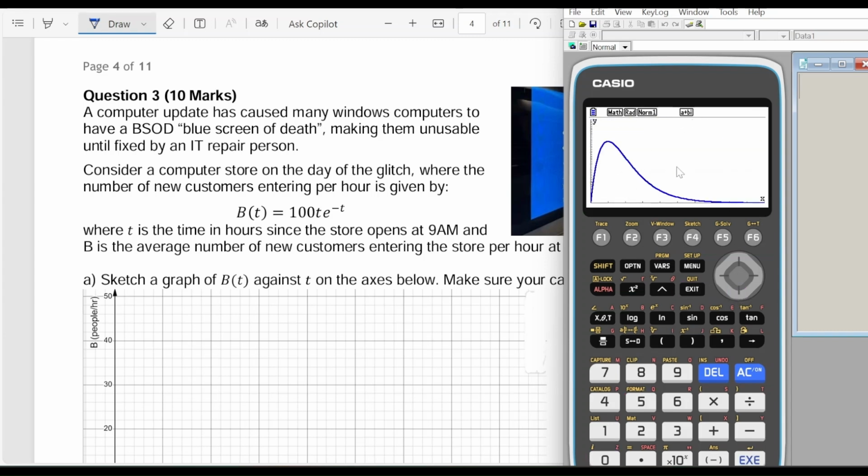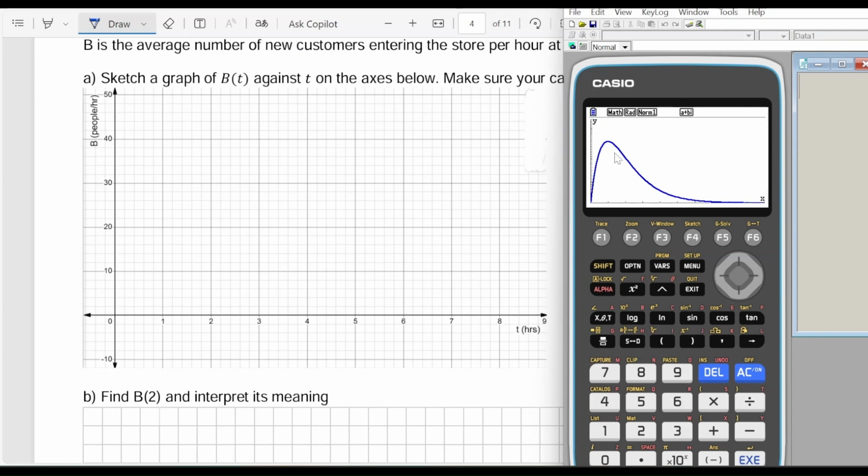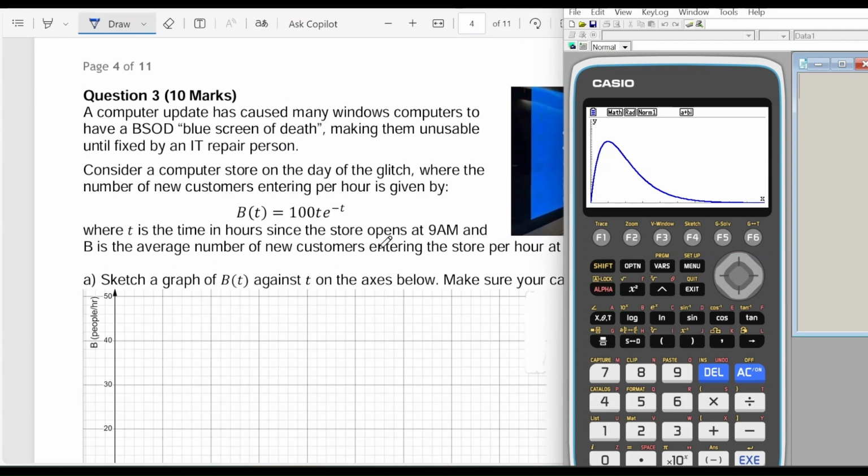This is called a surge function because it has that initial surge and then tapers off towards the end. And you can imagine that this would be the shape in the real world. So 9 AM, when everyone wakes up and their computers are broken, they're all going to run into the shop, try and get them fixed when the shop opens. Some people are still driving there and whatnot, so they might not get there till 10. 10 is the peak and then it sort of goes away.